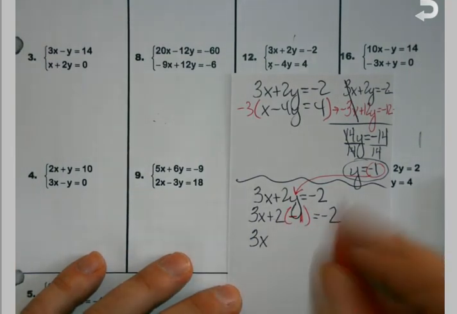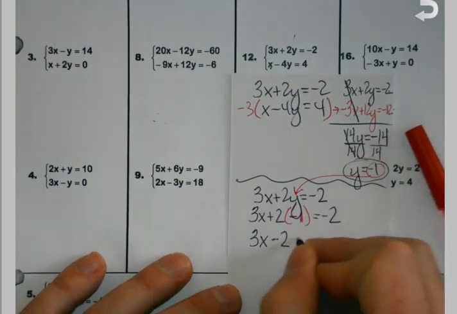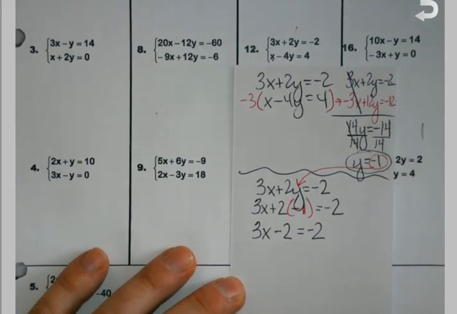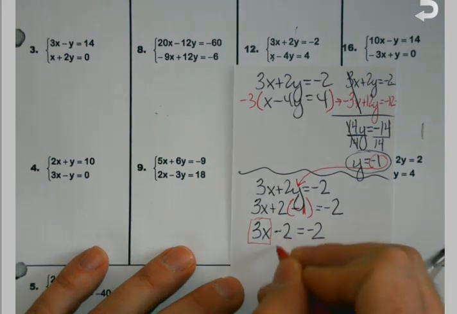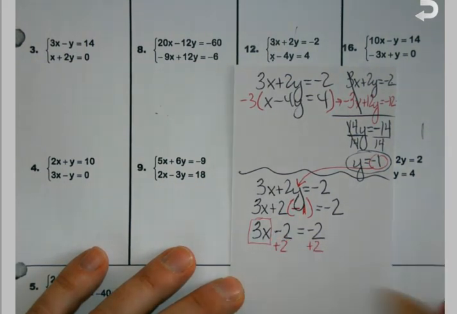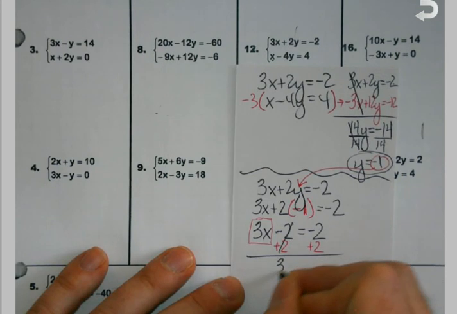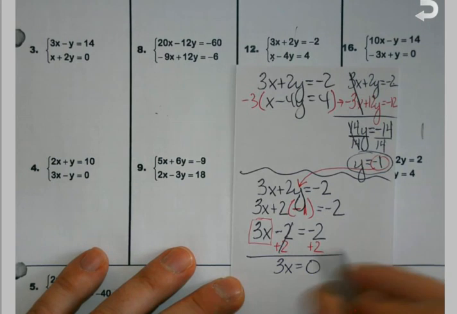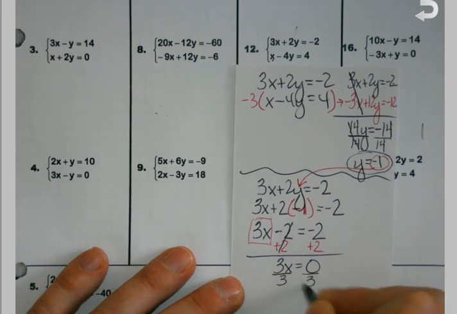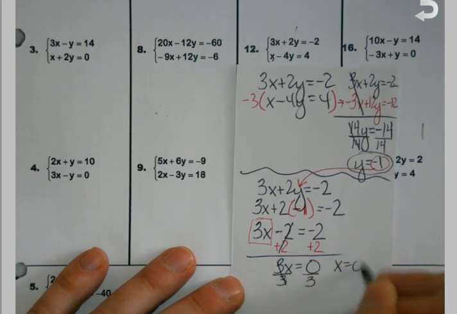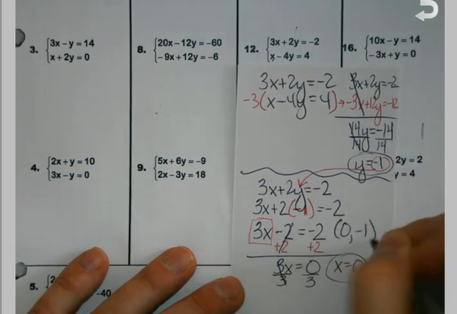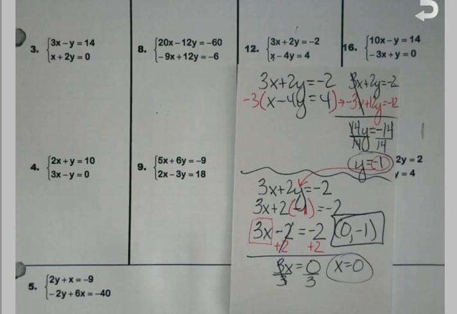So 2 times -1 is -2. And now we're just into a regular two-step equation. I need to get the -2 out of there, so I do the opposite. And I'll just divide by the 3. I've got both my values. I put them into their coordinate form, and I'm ready to roll.